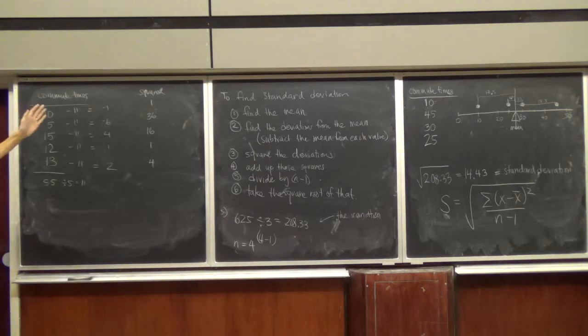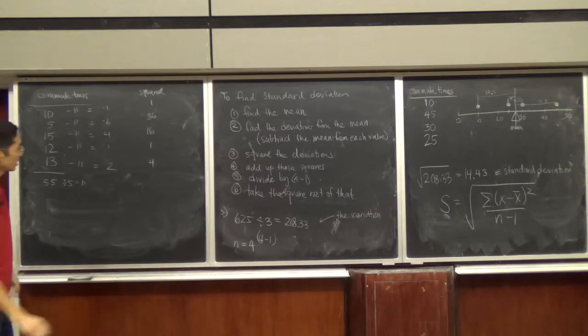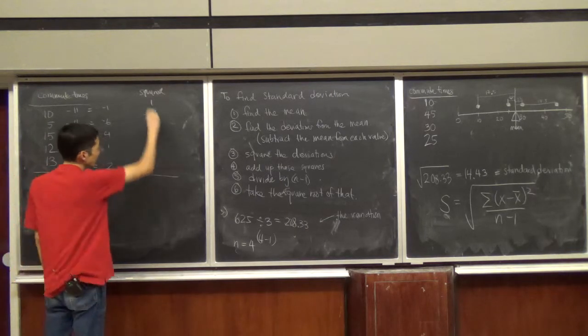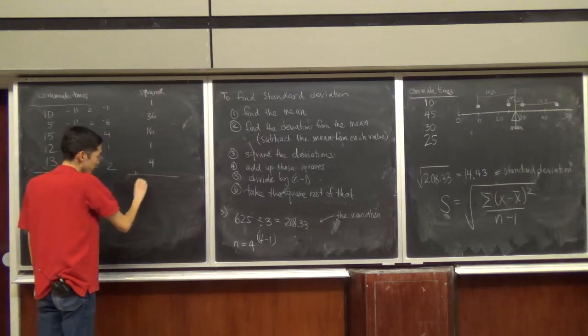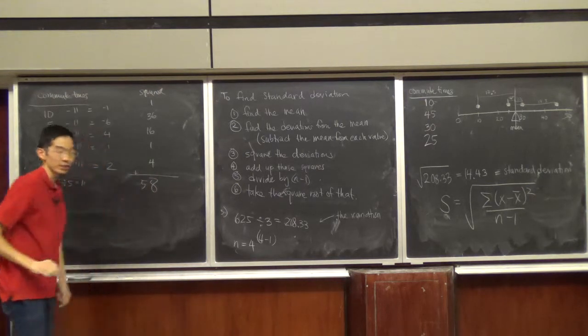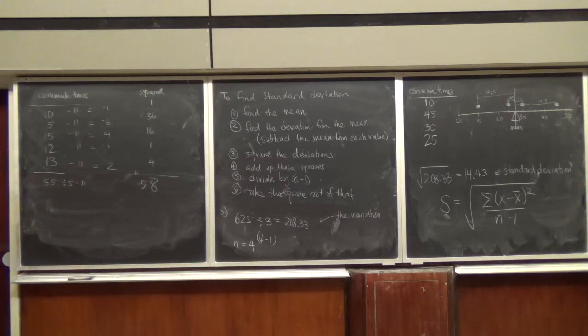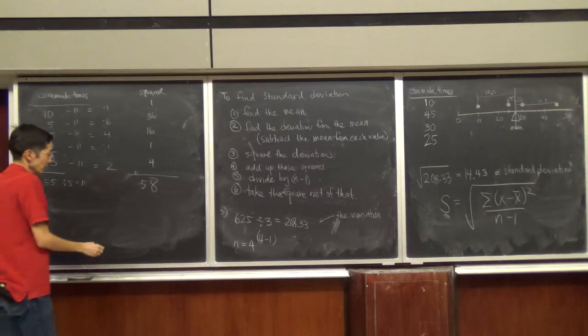Did everyone make it this far? Somebody went wrong? Alright, and then you add all of these up, and if we add all of these up, we get 58. Everyone make it that far? So it's not a hard step, you just have numbers to add, and you add them up, and you get 58. And then what do we do?